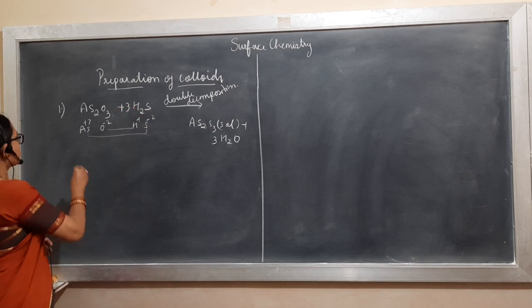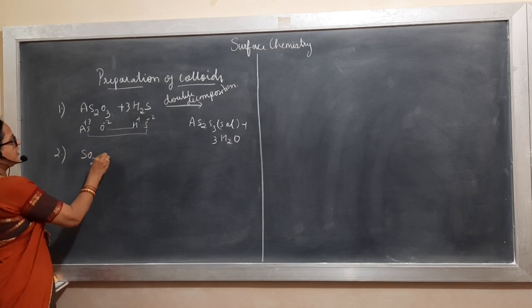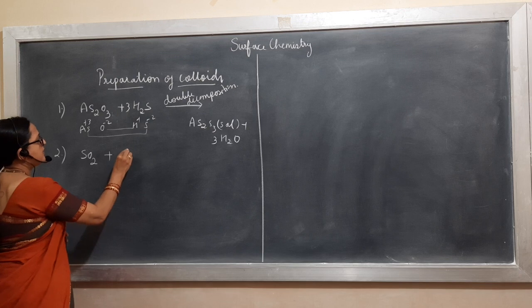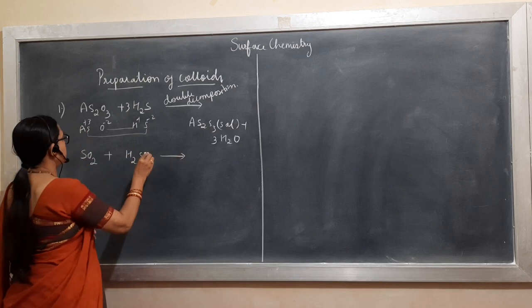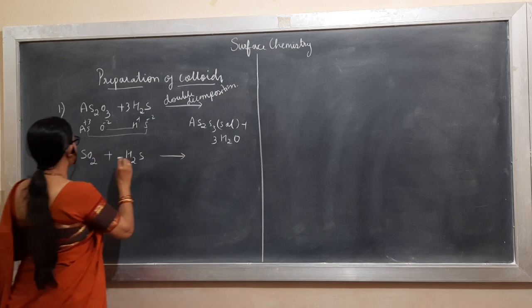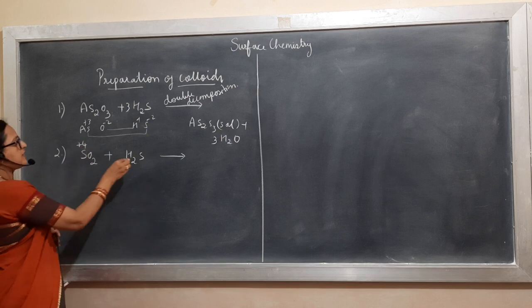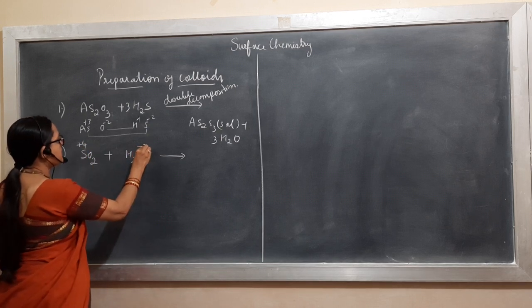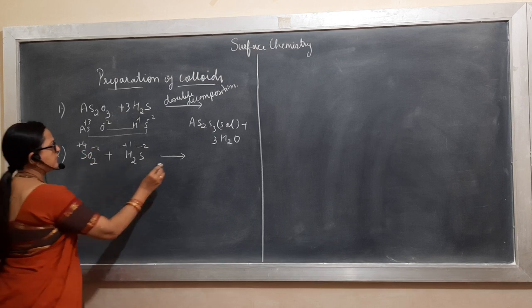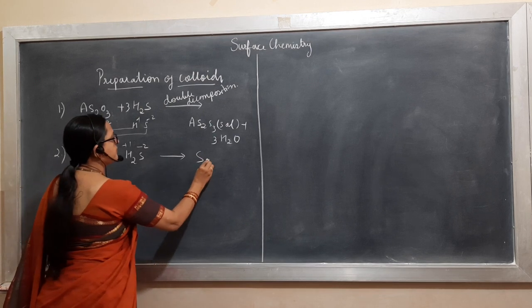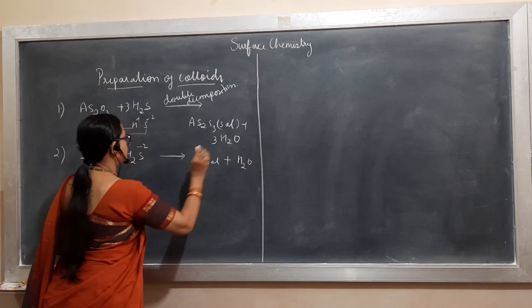Okay. Next one we shall see now. Sulfur dioxide is taken and then treated with hydrogen sulfide. What happens here? This sulfur dioxide is having oxidation state plus 4. This sulfur is having oxidation state minus 2, plus 1, minus 2. Here sulfur sol is formed and then H2O is given out.